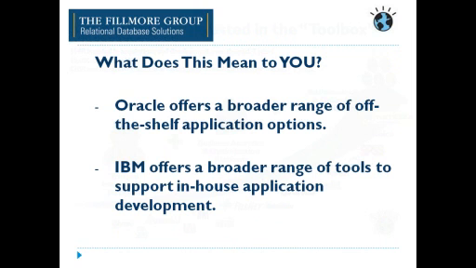So the takeaways are, Oracle offers a broader range of off-the-shelf application options. IBM offers a broader range of tools, and we're going to focus just on a few of those today. We're not going to try to cover the waterfront in terms of all the things that IBM does, but we are going to talk about the replication and federation technologies, including one that's relatively new with IBM's acquisition of Avisimo.